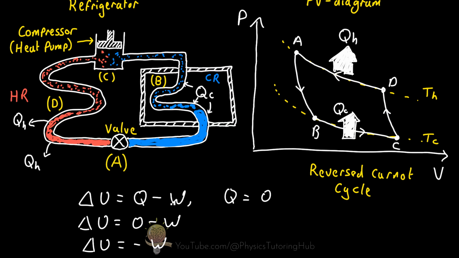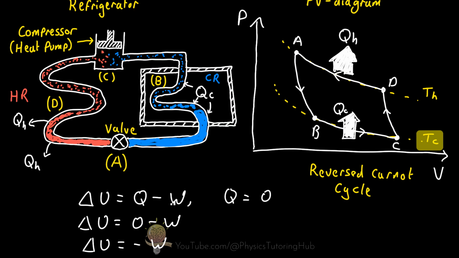I explained this process in more detail in my video on phase change and latent heat, but have a look at the PV diagram here. When we move from state B to state C, this is an isothermal process. In other words, as the refrigerant is absorbing heat from the cold reservoir and its volume is increasing and its pressure is decreasing, its temperature remains fixed.